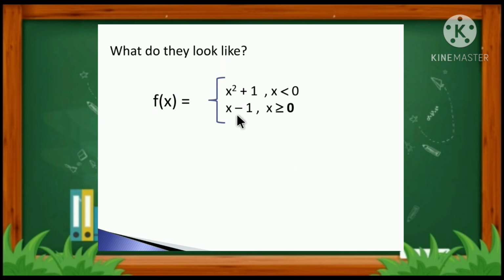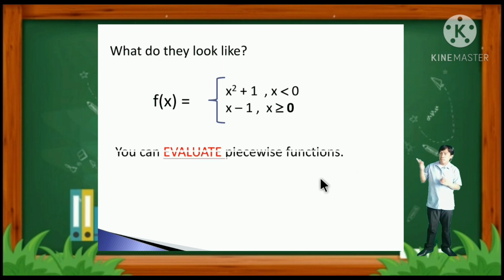Okay. X minus 1, the restriction is x is greater than or equal to 0. Pag sabing greater than, mas malaki. Okay. At pwede rin daw equal. So, pwede ba yung 0? Yes. Pwede bang 1? Yes. Pwede ba 2? Yes. Going up. Pwede ba negative numbers? No. Bawal ang negative numbers.